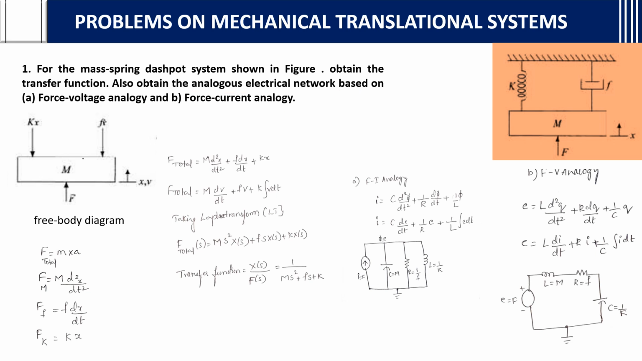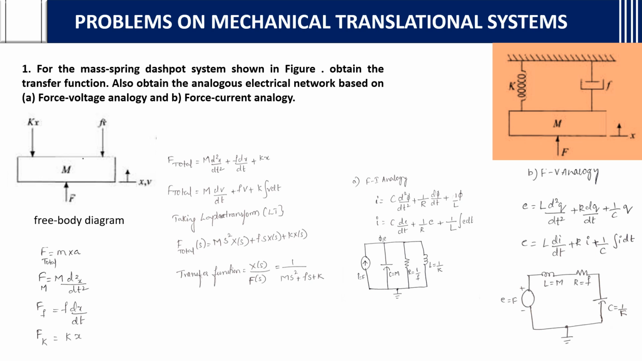See, they have given one mass spring dashpot system, nothing but translational system. They are asking for the transfer function. If you want transfer function, initially you should write the differential equations from the network or the system, and again we need to convert that to analogous electrical network based on the force voltage and force current analogy. We have studied these topics previously in theory. Now practically in problems how to do, I will explain.